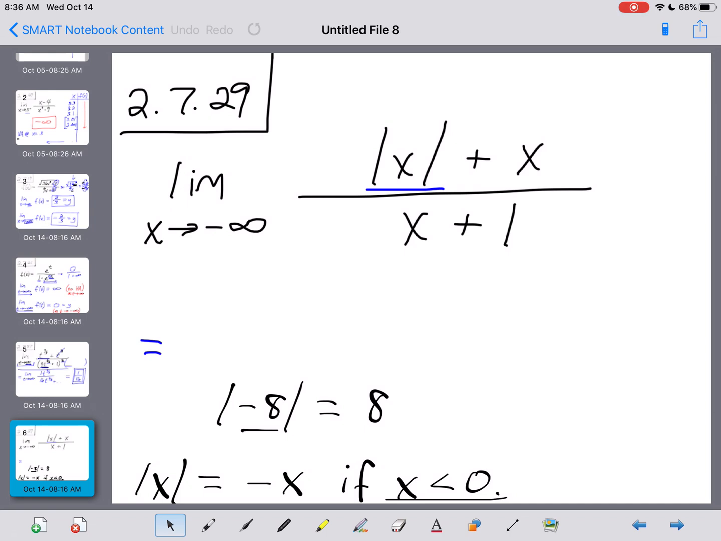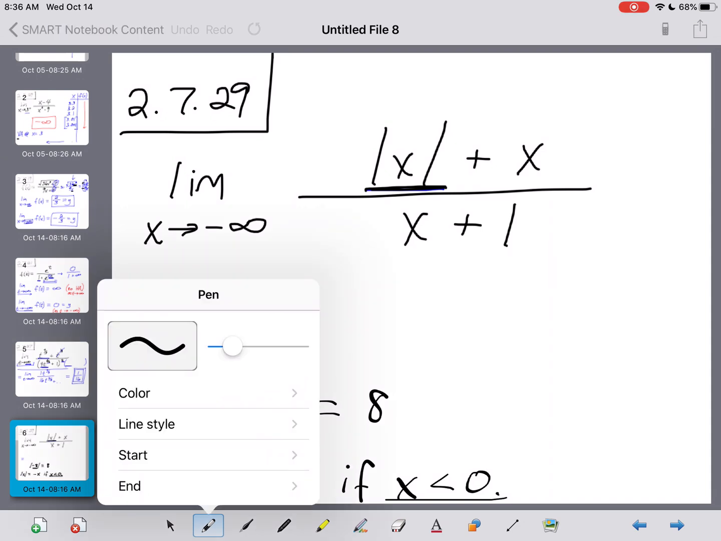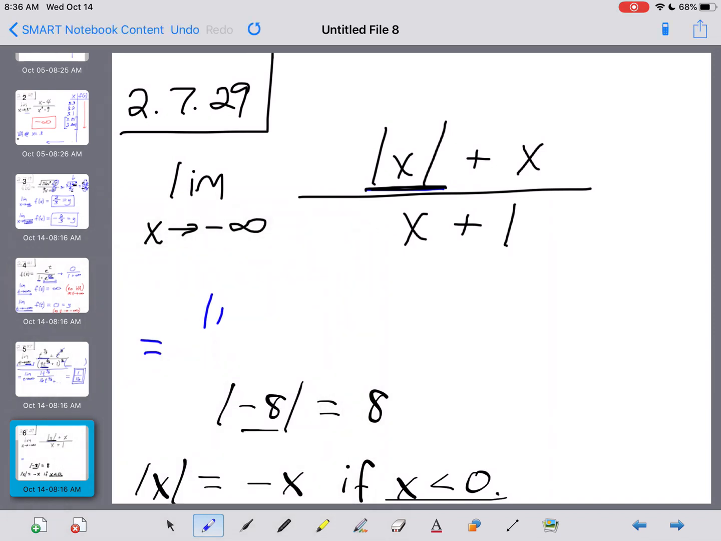Got it. Because we know that x is going to be a negative number in this problem, this term right here can simply become a negative x. So what does that do for us, everybody? That is now going to equal the limit as x approaches negative infinity of negative x on top plus x all over x plus 1.